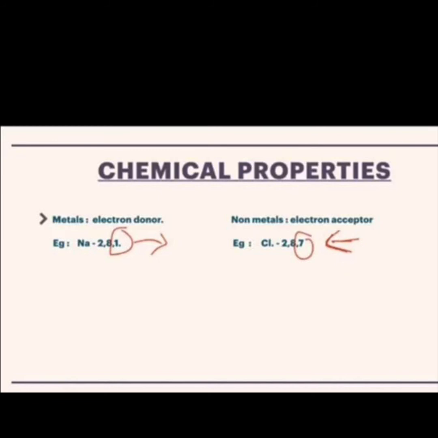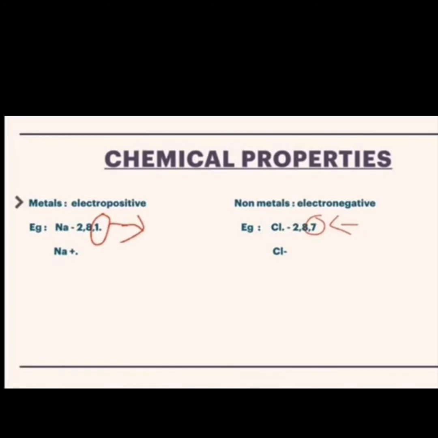Okay, metals are electron donors and non-metals are electron acceptors. Second one is clear, children? Yes. And the next property is metals are electropositive in nature.